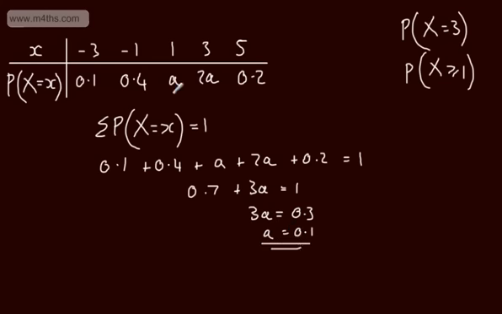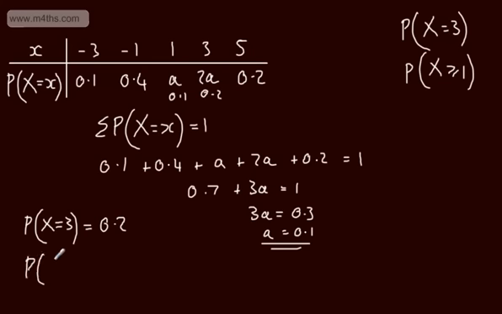So let's go ahead and update this. This is going to be 0.1 and this is 0.2. So 0.1, 0.4, 0.1, 0.2 and 0.2 add up to be 1. Now if we look at finding the probability that X is equal to x, and in this case x is 3, so the probability that X is equal to 3, we can see that that is going to be 0.2. So the probability that X is equal to 3 is the probability associated with it, which is 0.2.